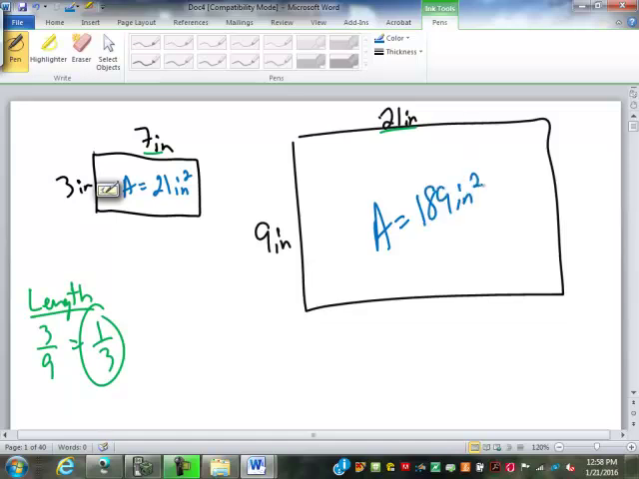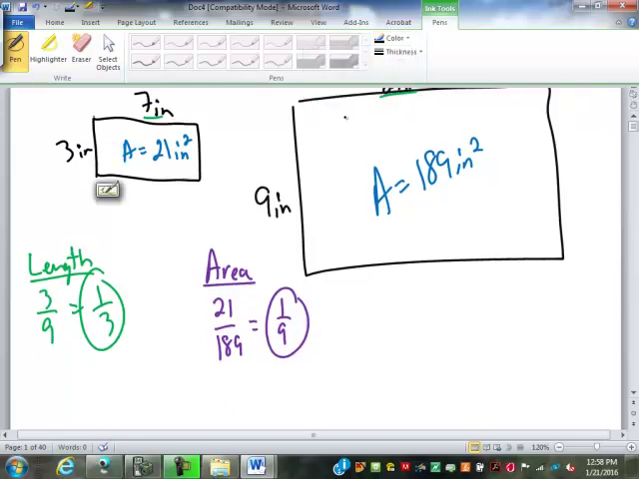189 inches squared. Is that ratio of areas equal to the ratio of lengths? 21 over 189, if I reduce that, that's a 1 to 9 ratio. They're not the same, are they? Let's take a look at another example.